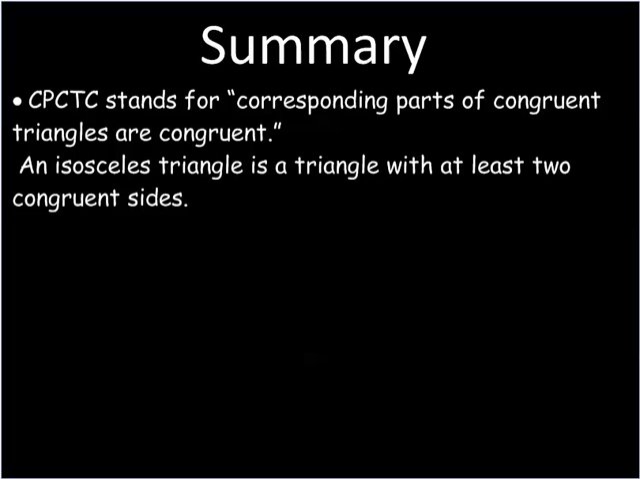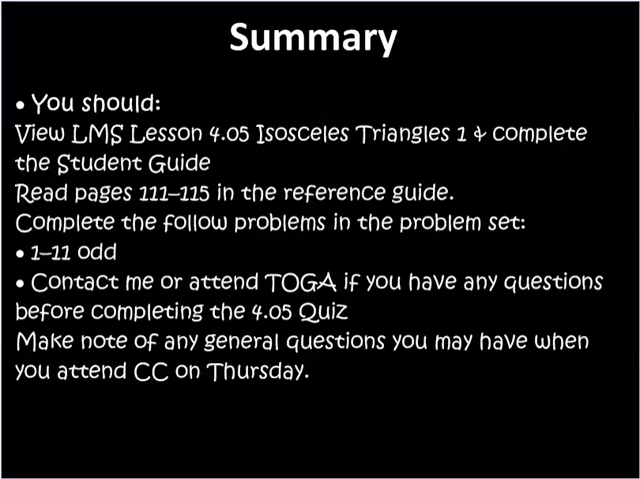Just a summary for this lesson, we learned that CPCTC stands for corresponding parts of congruent triangles are congruent. We also learned that an isosceles triangle is a triangle with at least 2 congruent sides. After you get finished watching this video, please go through and read the LMS lesson 405 Isosceles Triangles. There is a little bit more information in there than I gave you in this lesson.